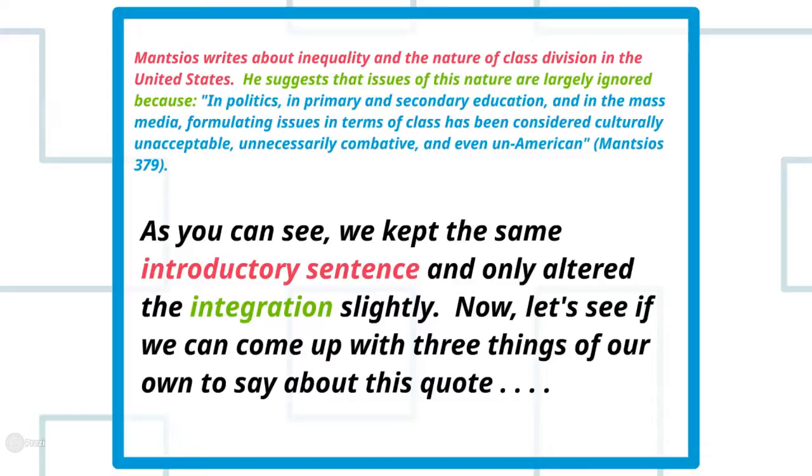Now we want to see if we can come up with three things of our own to say about this quote. So here we said, Mancios writes about inequality and the nature of class division in the United States. He suggests that issues of this nature are largely ignored because in politics, in primary and secondary education, and in the mass media, formulating issues in terms of class has been considered culturally unacceptable, unnecessarily combative, and even un-American.